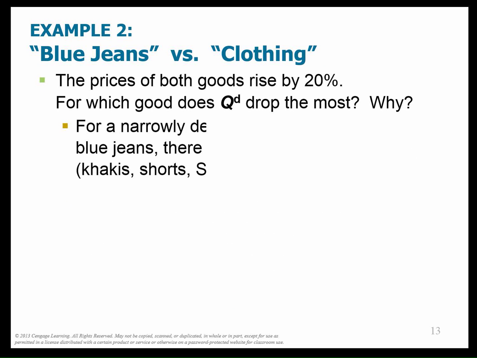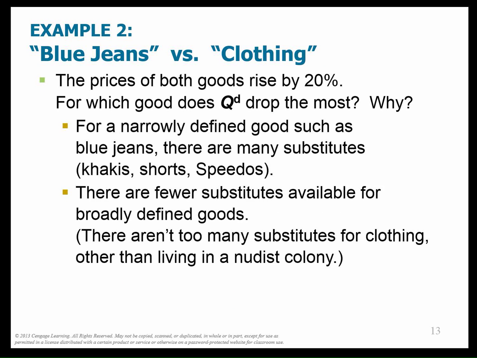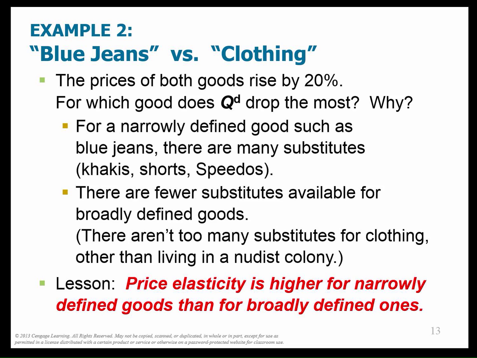All right, blue jeans versus clothing. If the price of blue jeans goes up, people will switch to other types of pants. But if the price of clothing in general goes up, people still have to wear clothes, so that quantity will not change. Remember this. If I narrowly define my good, like blue jeans, the price elasticity is very high. Broadly defined ones, such as clothing, is not high.